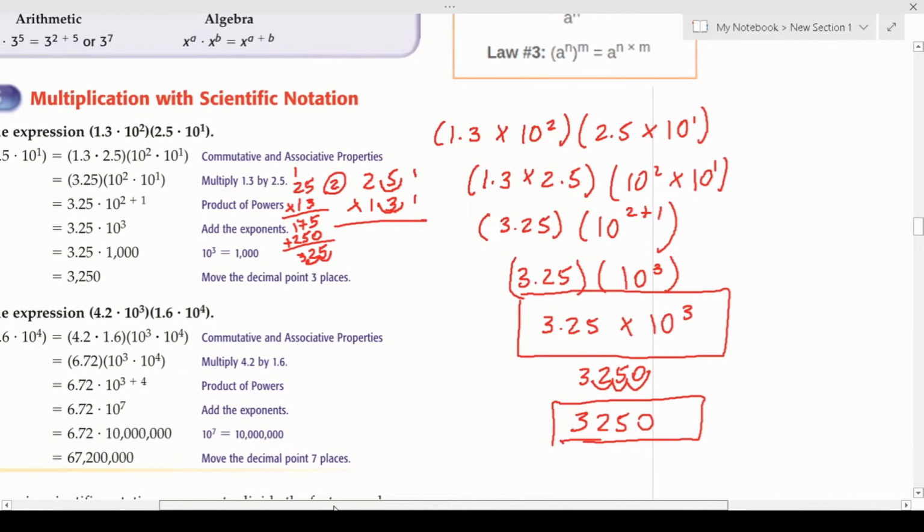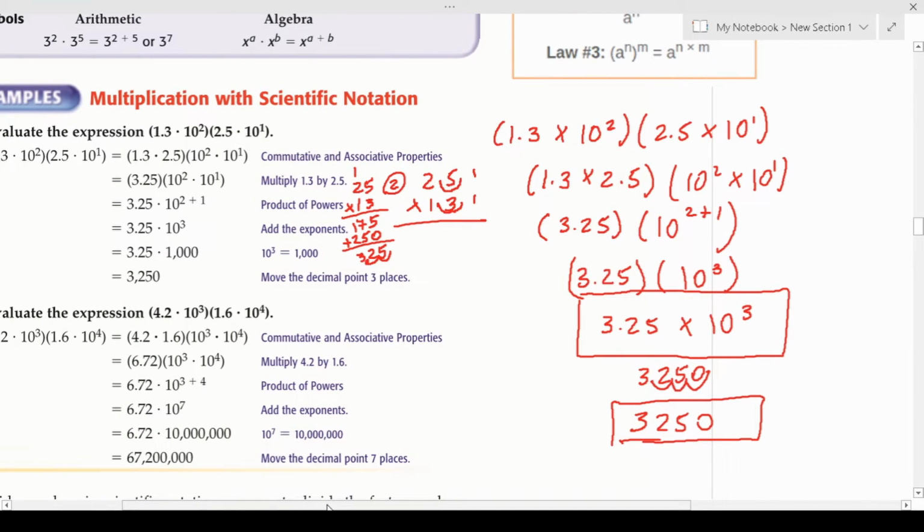And that's all there is to multiplication with scientific notation. It's pretty straightforward. Group your decimals together, do that arithmetic. Group your powers of 10 together, use the laws of exponents, which means you're just going to add the exponents, and then just write it in scientific notation or standard form as needed.